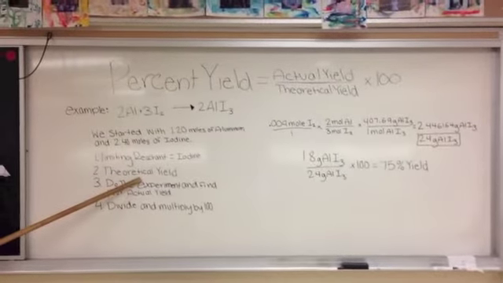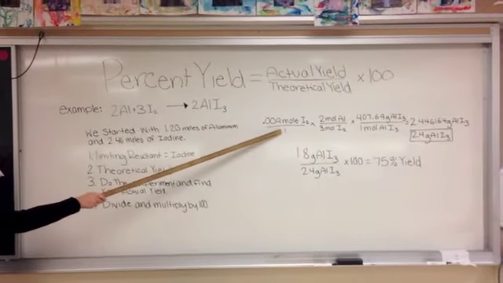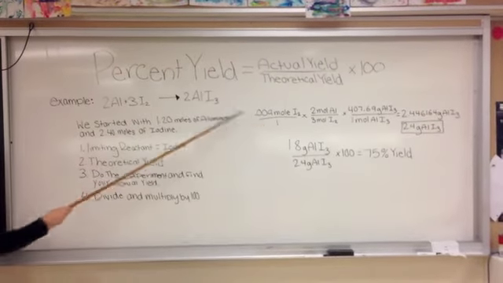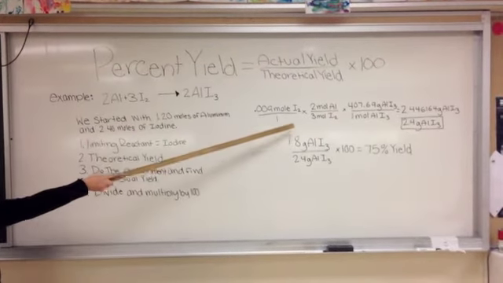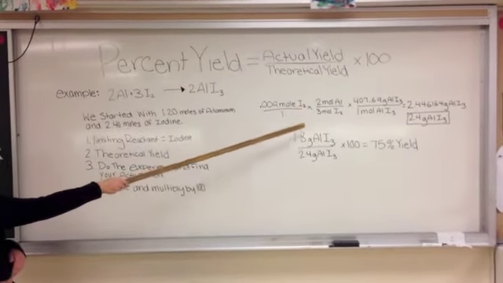The theoretical yield would be step 2. To do that, you would take your limiting reactant, the moles of I2, and divide that by 1. You then set up a stoichiometry equation and multiply that by the mole ratio, which is 2 moles of Al divided by 3 moles of I2.